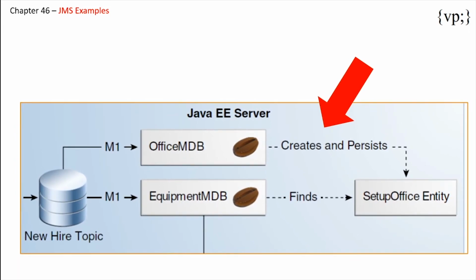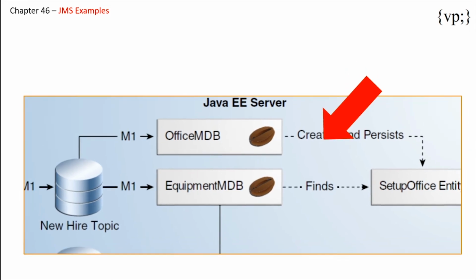Next, these two message-driven beans process each message. The office MDB assigns the new hire's office number, and the other bean, equipment MDB, assigns the new hire's equipment. The first bean to process the message creates and persists an entity called SetupOffice, then calls a business method of the entity to store the information it has generated. The second bean locates the existing entity and calls another business method to add its information.